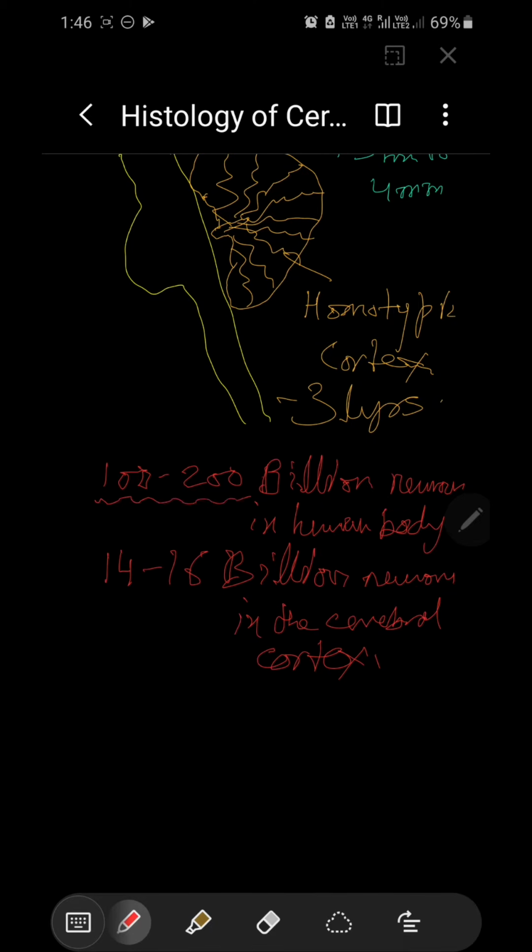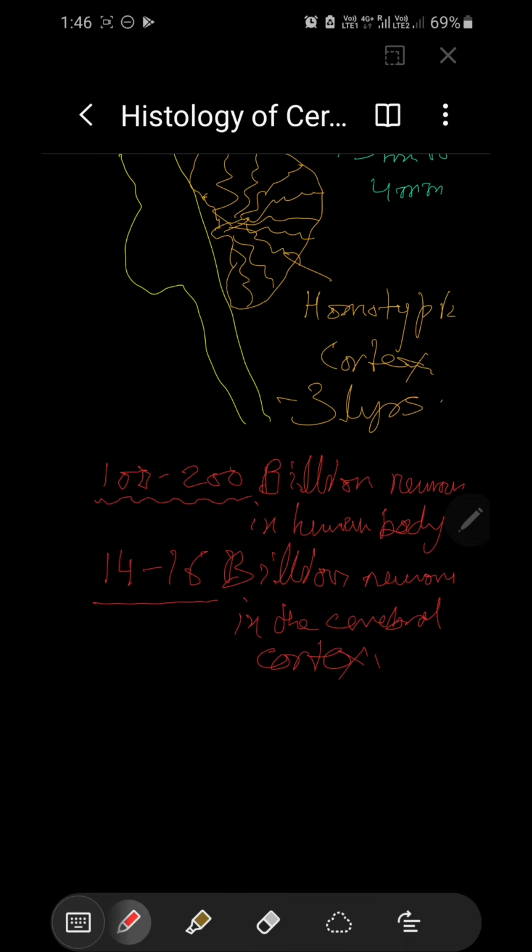always you have to have some acceptability in this range, because there are so many authors. What we teach is actually from different books and research publications. Some books might have written it as 100 billion, some as 200 billion. So that's why I'm writing the range. So you have 100 to 200 billion neurons in the human body, out of which in the cerebral cortex we have 14 to 16 billion neurons. Okay. So this you have to remember.